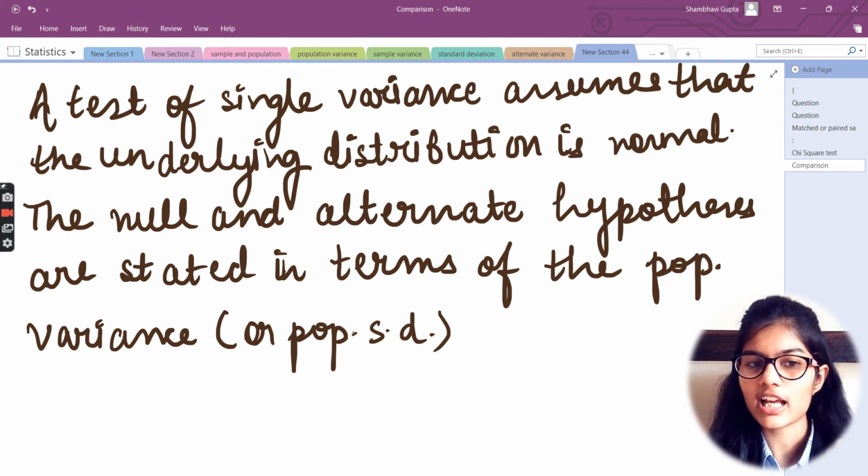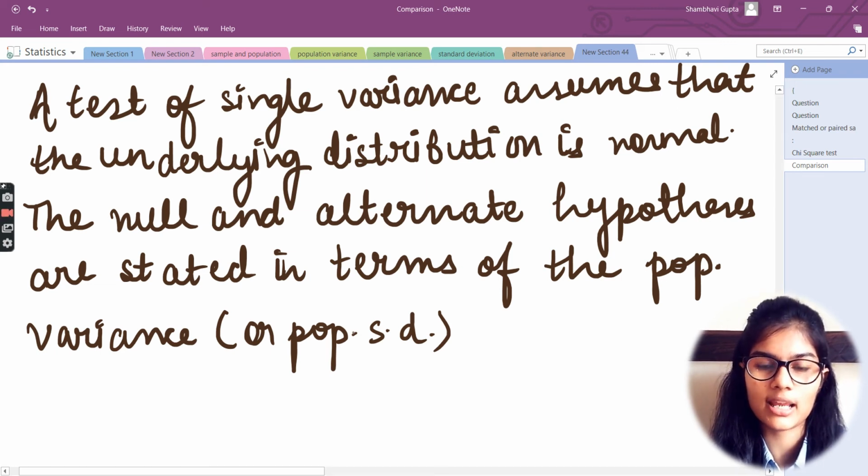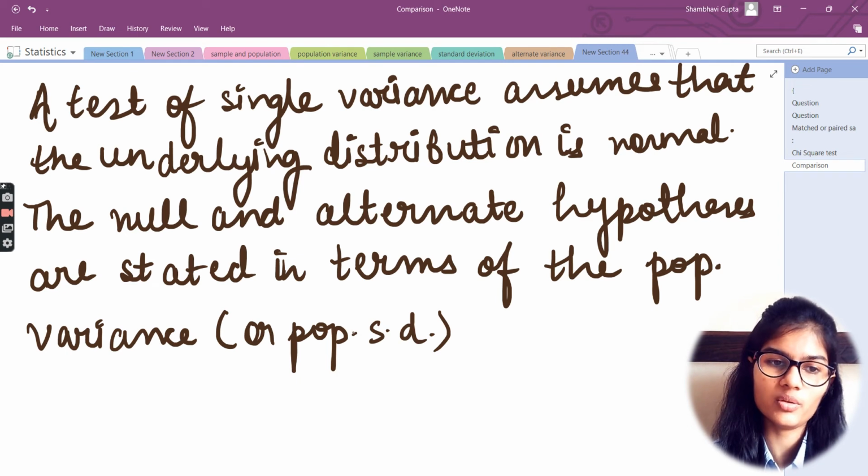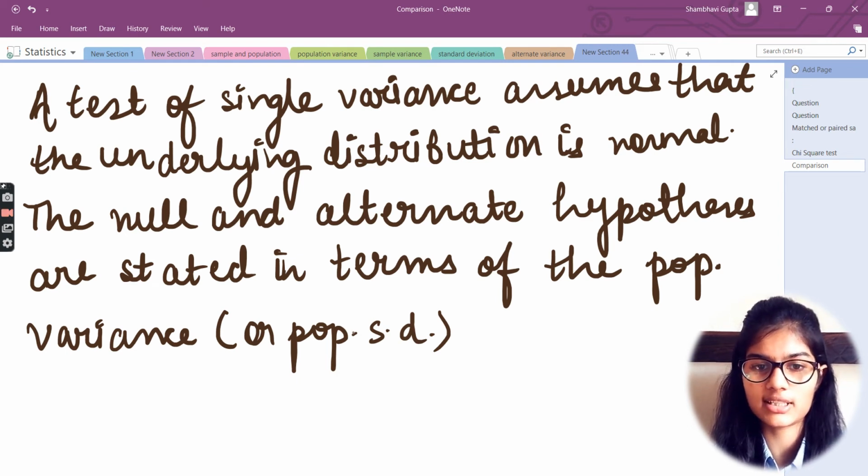So the null and the alternate hypothesis are stated in terms of the population variance. Whatever null and alternate hypothesis we get here, those are stated in terms of the population variance, or you could call it the population standard deviation as well, right? So finding out the hypothesis in this case for the test of single variance is in the population variance form, or you could say in the population standard deviation form.